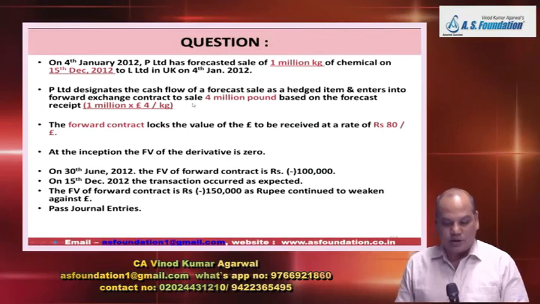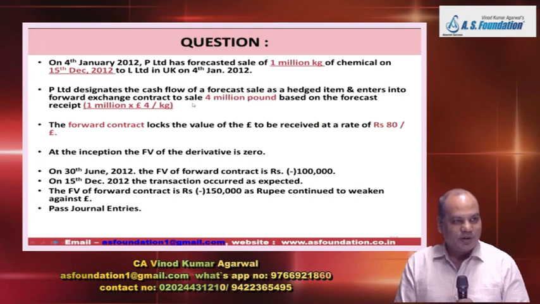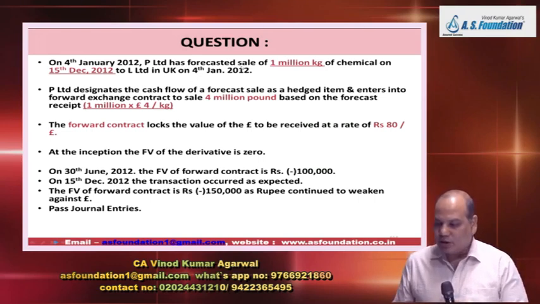Now some more complicated questions we will take. This exam is at a very different level, so accordingly the preparation has to be done. Okay. On 4th January 2012, P Limited has a forecasted sale, similar to the previous one, of 1 million kg of chemical on 15 December 2012. So in this question it is in the same accounting year: 4th January 2012, 15 December 2012. To L Limited in the UK.